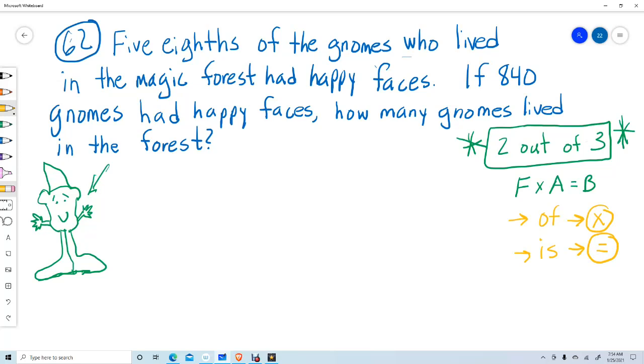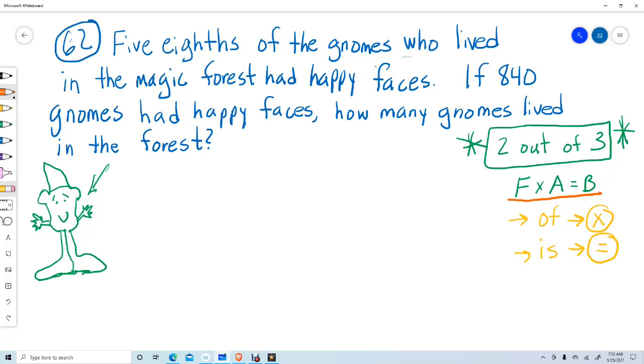In these 2 out of 3 problems, they will always give you two of the 3 numbers in the problem, and you need to find the third. But they vary. If the problems are in the form f times a equals b, so a fraction times some number is another number, they might give you a and b and want you to find f. They might give you f and a and want you to find b. And so the hard part is setting up that problem properly and knowing which number you're looking for. So let's read this story problem together, and I'll show you how to set it up.